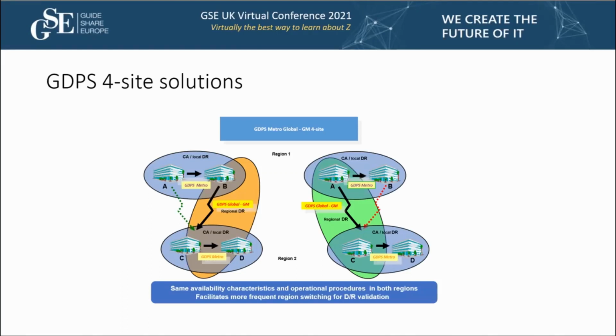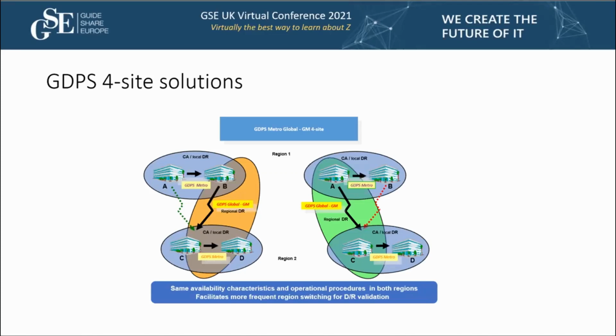So we now have a fully symmetric configuration where the data is replicated from region 1 to region 2, or vice versa, depending on when the production is running. And it is much easier to switch regions. GDPS Global GM for site offers an automated procedure to switch the activity from one region to the other and go back.